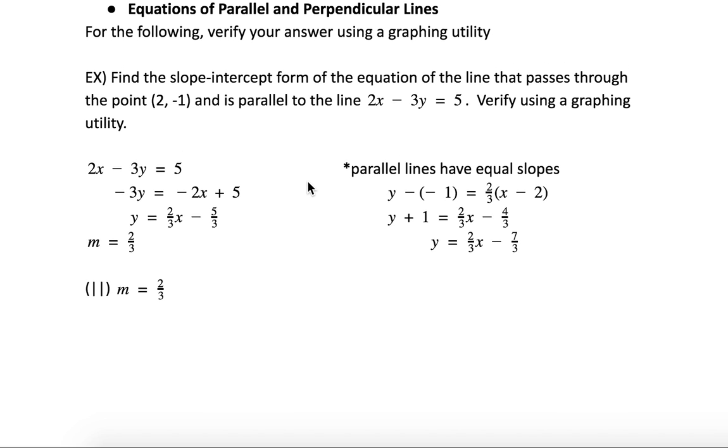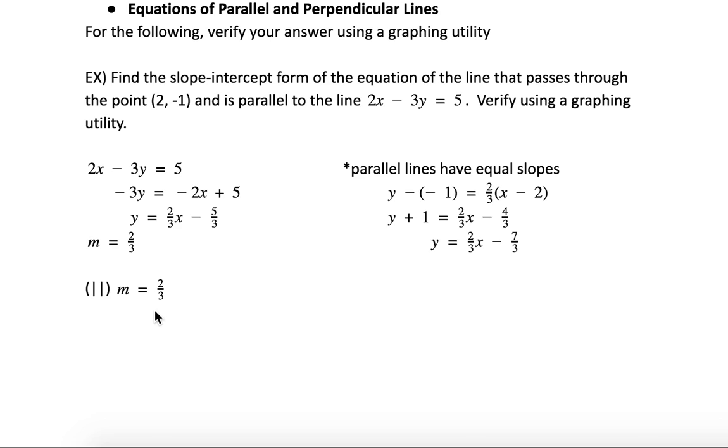All right, so first of all, given this initial line, we want to know what the slope is because we know we're going to use an equal slope for our parallel line. So first of all, let's solve this for y. Let's get it in slope-intercept form. We'll subtract 2x from both sides, and then we'll divide by -3. So that gives us y equals 2/3 x minus 5/3. So we know our slope for that line is 2/3. So a parallel slope has to be equal, so we know we're going to use a slope of 2/3.